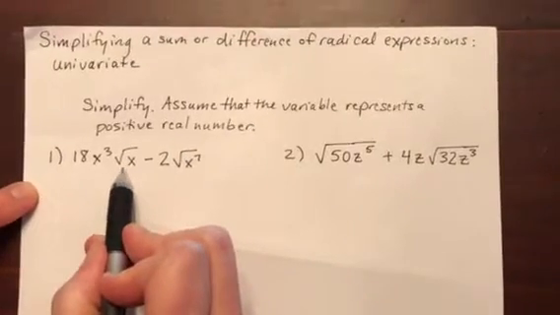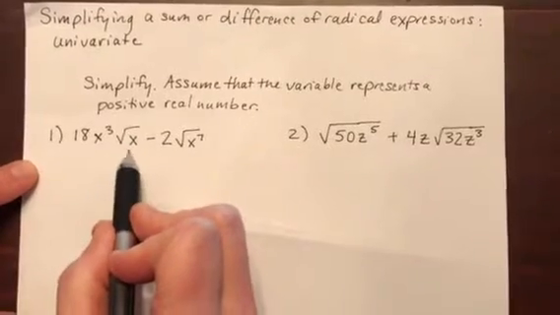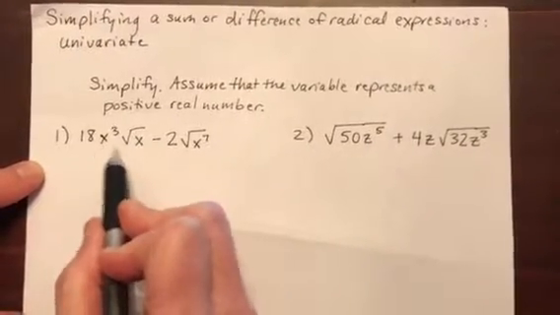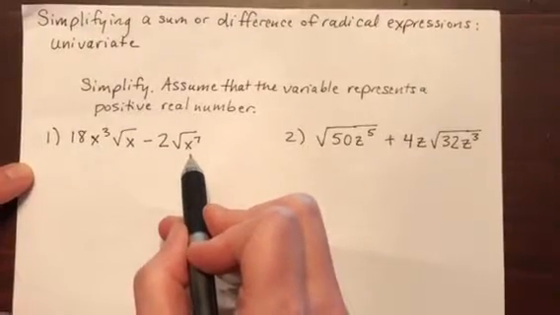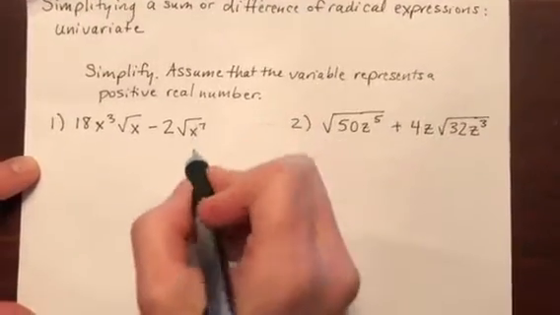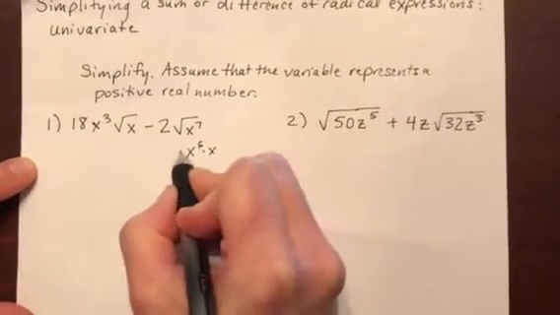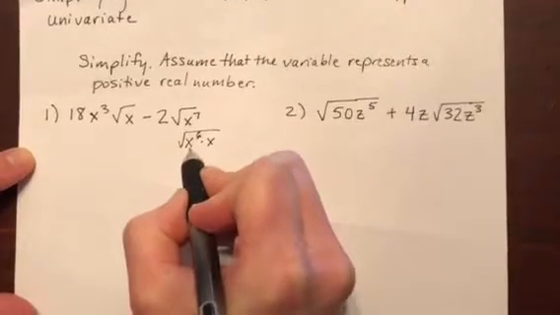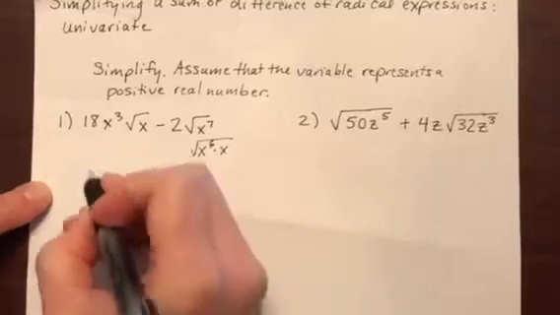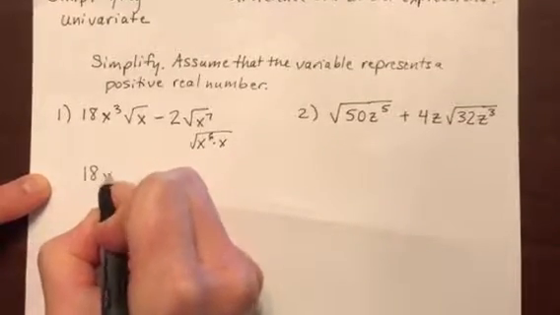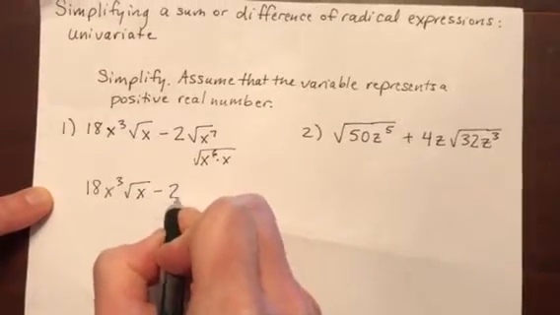In the first one, I cannot take the square root of x, and x doesn't break down any further. And so this one is pretty much simplified as far as it can go. But the second one, I noticed that x^7 would break into x^6 times x, and I can take the square root of x^6, that would come out as x^3, and so this now becomes 18x^3 root x minus 2.